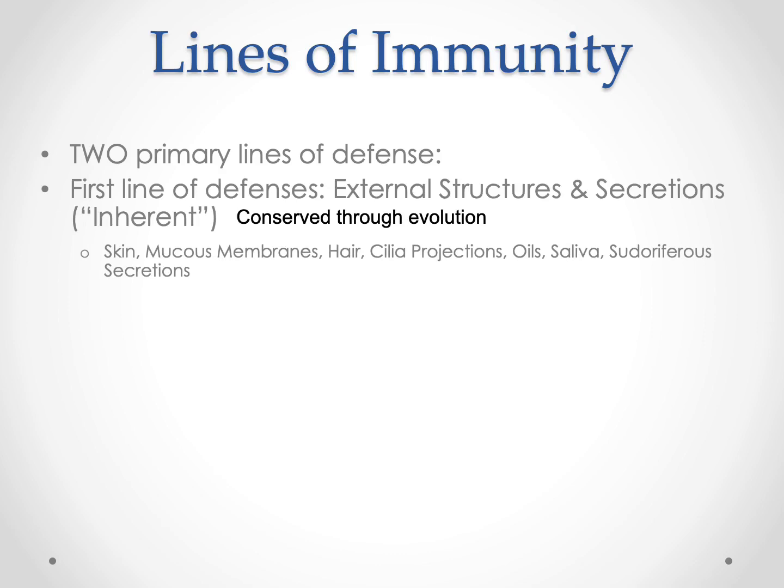So, we talk about them as being lines of defense. And the first line of defense is all of the external structures and secretions which are inherent to us. These are things that are conserved through evolution. These are the structures that are going to set up a defense perimeter around the body so as to prevent anything that is pathogenic from coming into the body itself. So these are going to include things like skin, mucous membranes, hair, cilia projections, oils, saliva, sudoriferous, and sebaceous secretions.